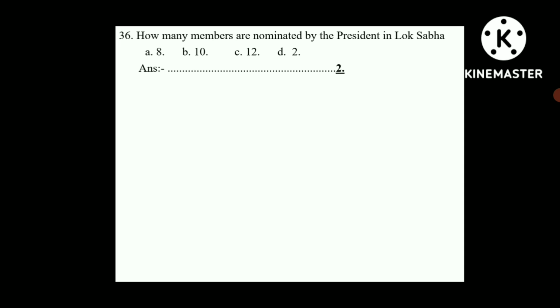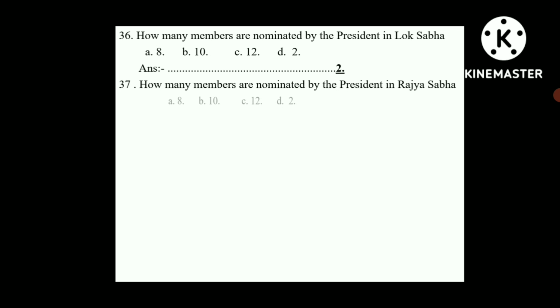So the answer would be 2. Now coming to the 37th question. How many members are nominated by the President in the Rajya Sabha? The previous question was how many members are nominated by the President in the Lok Sabha. The next question is about Rajya Sabha. So how many members are nominated by the President? Is it 8, 10, 12 or 2?